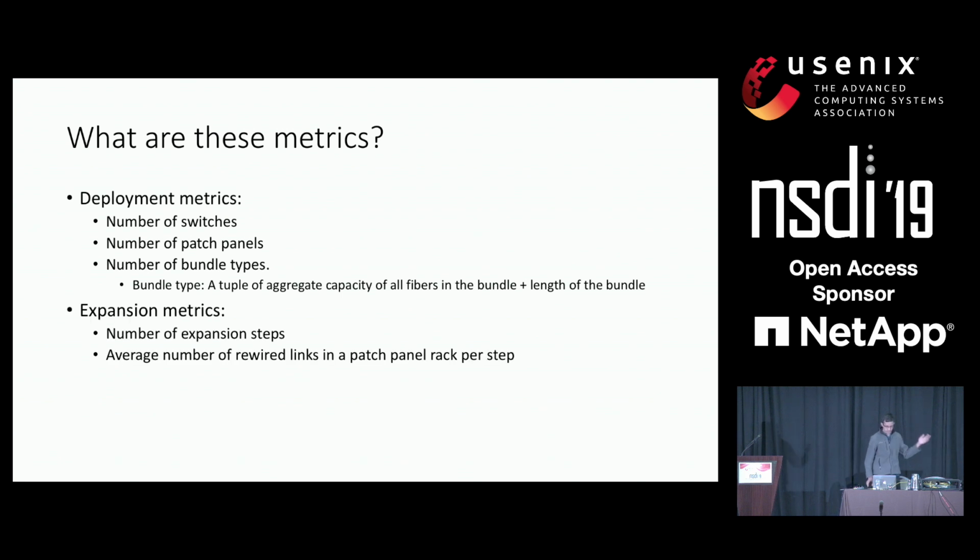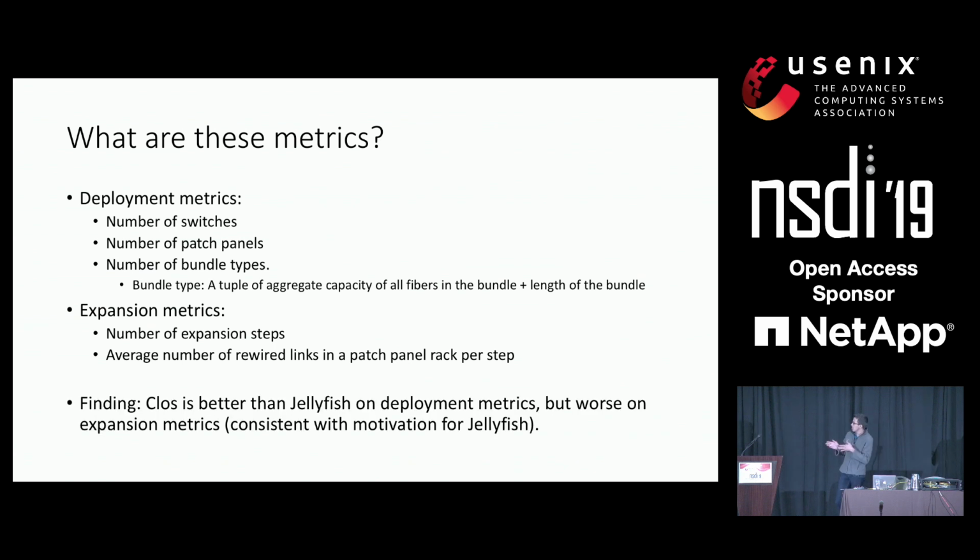And then they talk about these incremental expansion metrics that show up during the lifetime of the network, which is the number of expansion steps for the topology to be evolved from one configuration to another, and the average number of rewired links during an upgrade, and so on. So they find that the CLO topology is better than Jellyfish, which is a research project that basically builds these data center networks out of random graphs.